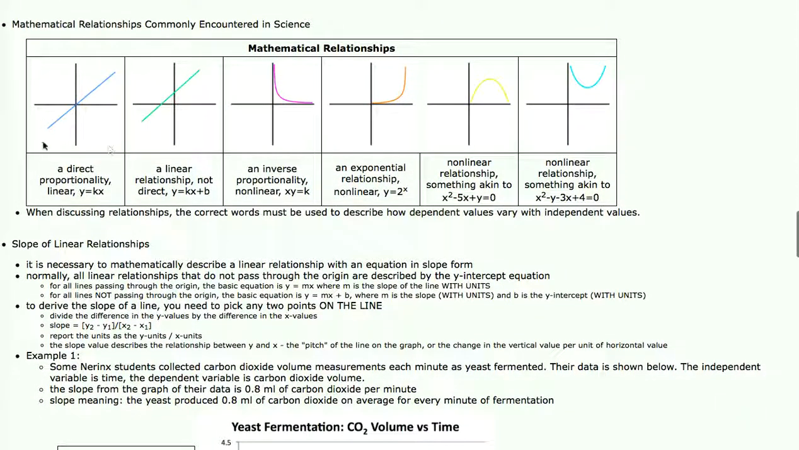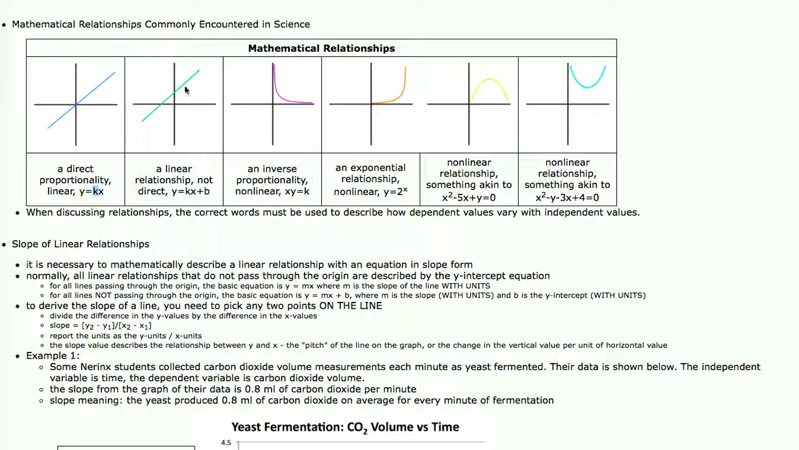You do need to be able to recognize what basic graphical relationships are. If you have points that are approximately on a line that are going uphill, you have a direct proportionality, and the equation will be some version of y equals kx, where k is the slope of the line.